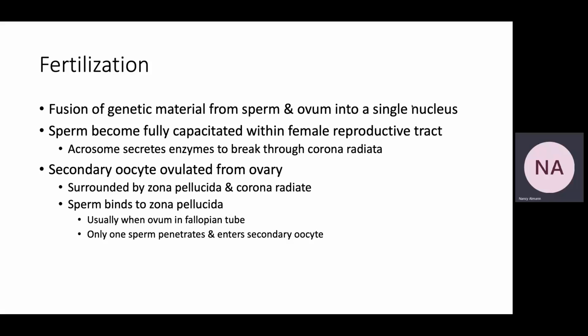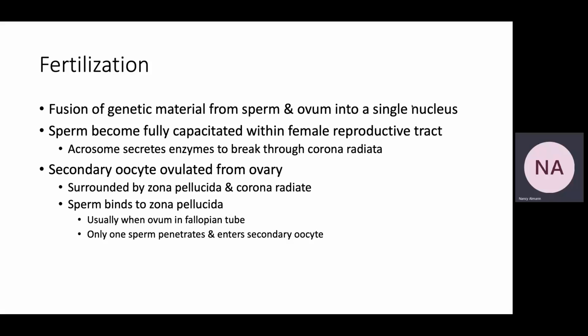Sperm becomes what's known as fully capacitated within the female reproductive tract. That cap that they have at their tip is known as the acrosome. It will secrete enzymes to break through that corona radiata. The secondary oocyte is ovulated from the ovary, remember, and it is going to be surrounded by the corona radiata and the zona pellucida.